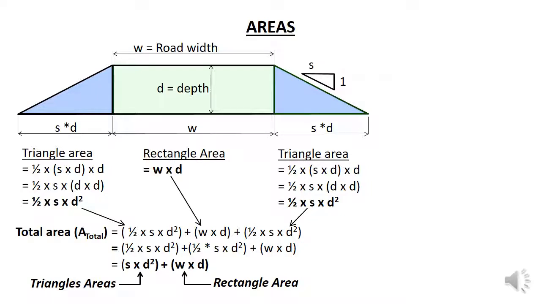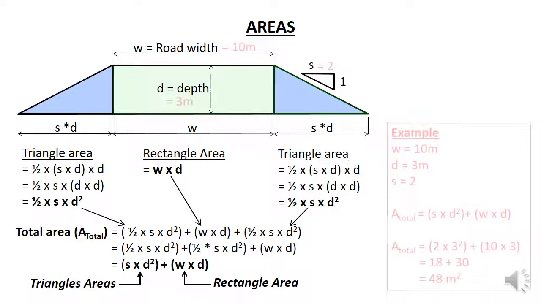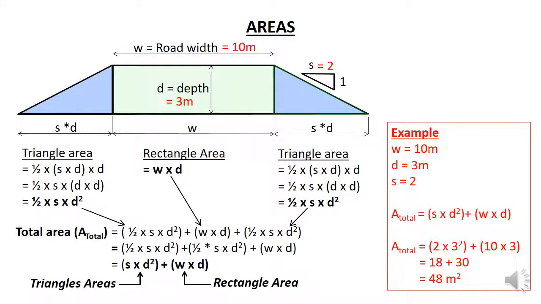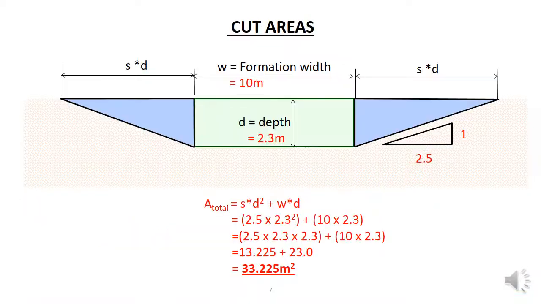So let's try this formula on an example we looked at in the previous slide. The width W is 10 meters, the depth D is 3 meters, and the side slopes are 1 and 2. Putting those numbers into the formula gives us the same answer as we got in the previous slide, 48 square meters. It's not surprising as we're basically doing the same process except using a formula to allow us to do it faster.